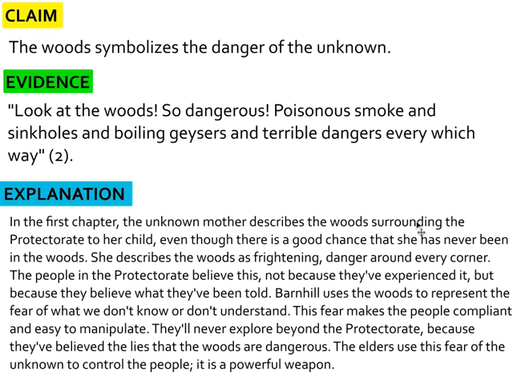She describes the woods as frightening, danger around every corner. The people of the protectorate believe this, not because they've experienced it, but because they believe what they've been told. Barnhill uses the woods to represent the fear of what we don't know or what we don't understand. This fear makes the people compliant and easy to manipulate. They'll never explore beyond the protectorate because they've believed the lies that the woods are dangerous. The elders use this fear of the unknown to control the people. It's a powerful weapon.